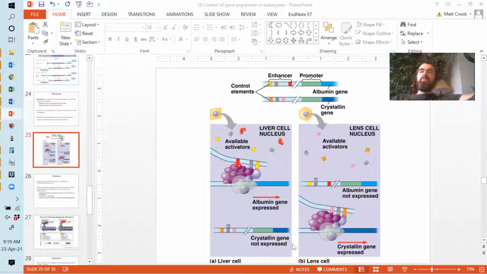So the specificity of expression, and really in many ways what makes a liver cell and a lens cell, are the collection of proteins that are expressed in that cell. Because those control the expression of other proteins which are required for that cell to adopt the shape, the function, whatever it is that that cell does.